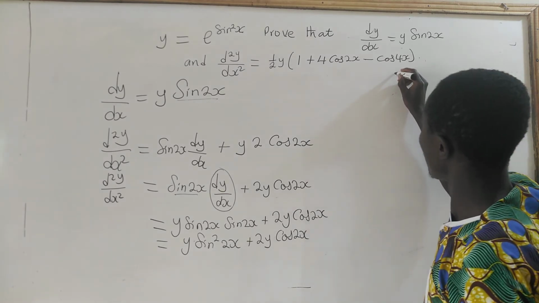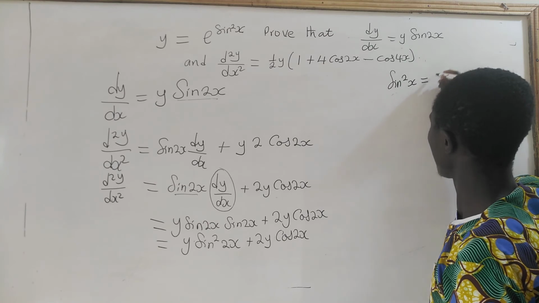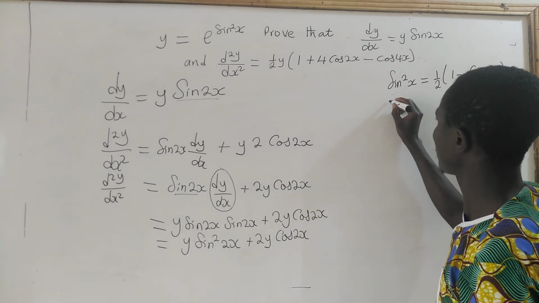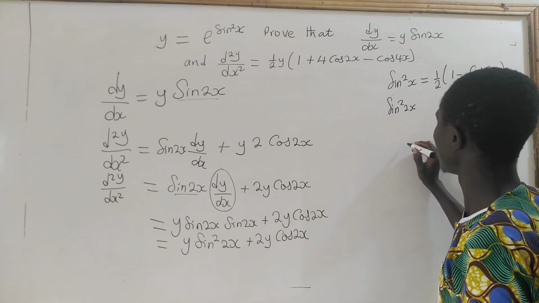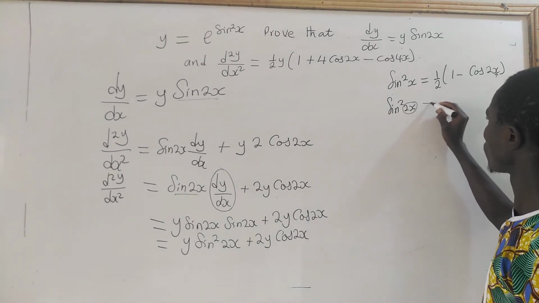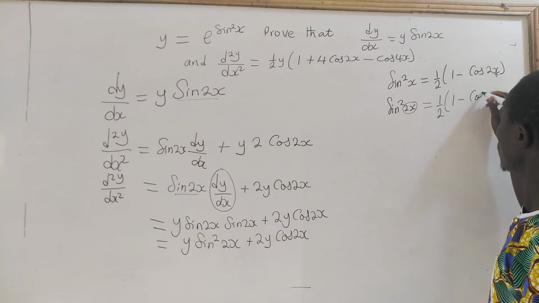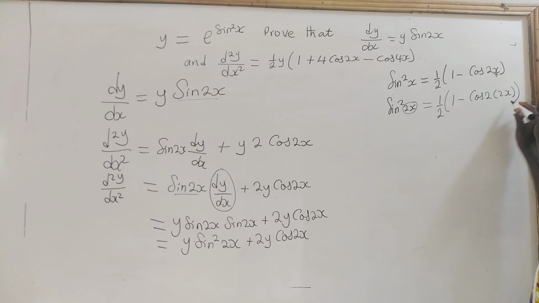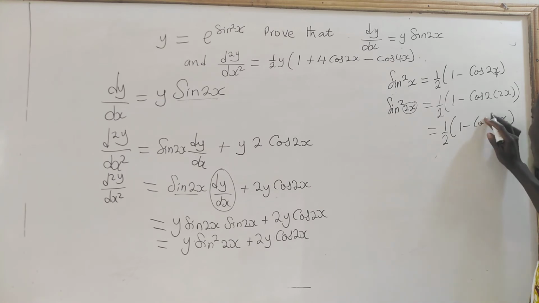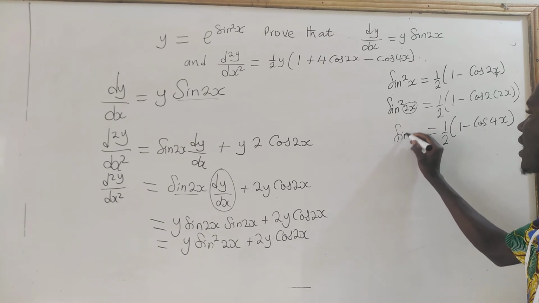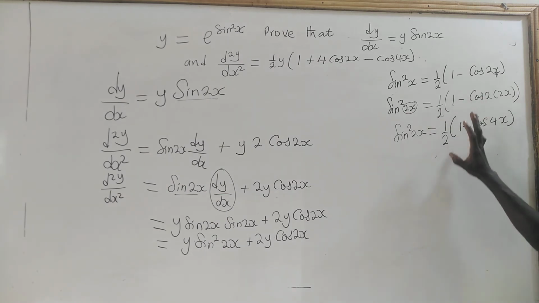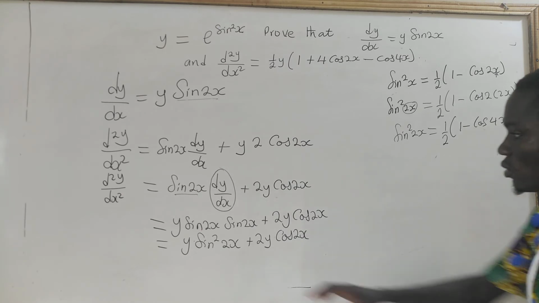Now, remember that sine squared of x is equal to half of 1 minus cosine of 2x. Now, we are having sine squared of 2x, which means that whenever you see this x, we are going to replace it by 2x. So this will give us half of 1 minus cosine of 2 times 2x, and that will give us half of 1 minus cosine of 4x. Very simple as that, as the identity for sine squared 2x. Check the description for these identities and how to prove them. It will help you. So we are going to substitute that one here.